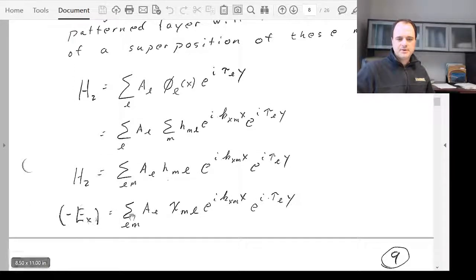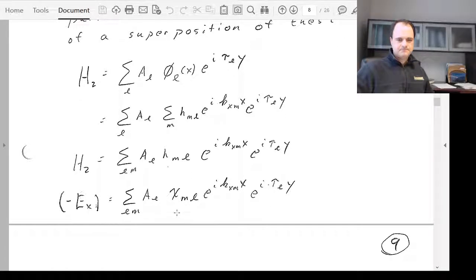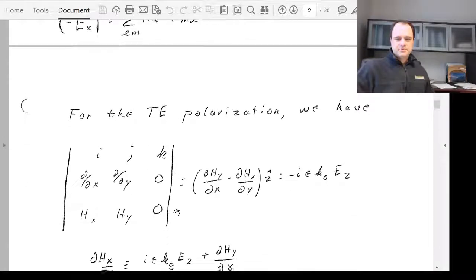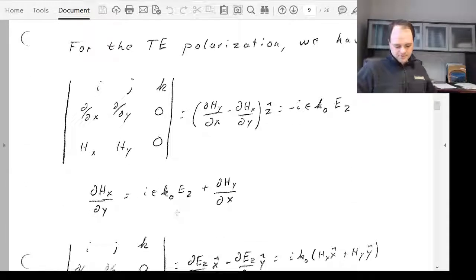Same thing with minus e of x. You have the expansion coefficients times the y and x dependence, and then this is necessary to tell you the composition of each individual eigenmode themselves. All right. So that's what we have for the TM polarization. The TE polarization is very, very similar.